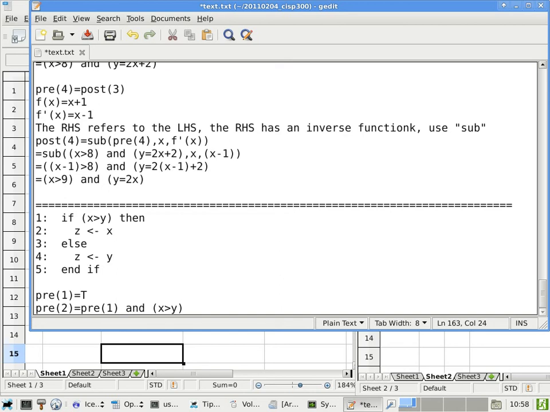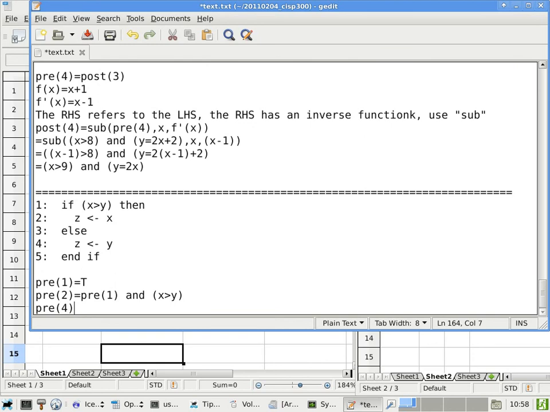The opposite of this is pre-4. Pre-4 is basically saying, if I know that I made a decision to go to line 4, what can I say right before line 4 executes? Pre-1 and not the case that x is greater than y, because it is the other branch, the false branch, which means the condition has to be false for me to go there. So it could be less than or equal to. Yes, we can simplify to less than or equal to.